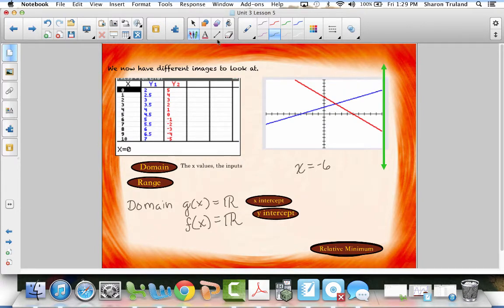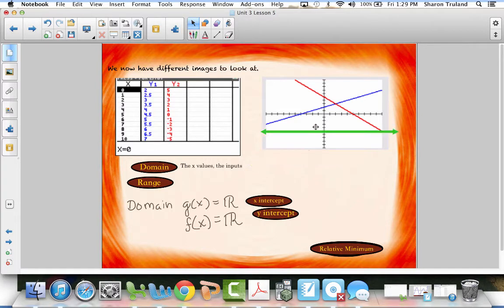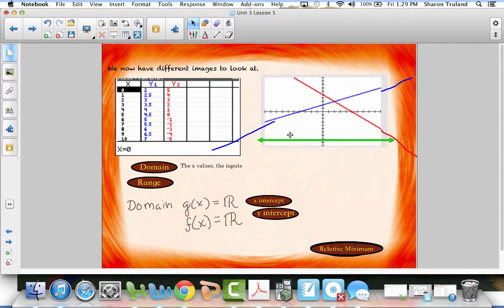All right, so now what about the range? Remember, the range goes this way. Will every value cross the red and blue lines? Yes, because remember, this red line, even though we can't see it, goes on forever and ever this way. And this blue line goes on forever and ever this way. We are only looking at a little bit of it, a little picture of it. But they will cross blue, red, cross green, blue, red, cross green. Yes. So in here, it's the same thing.